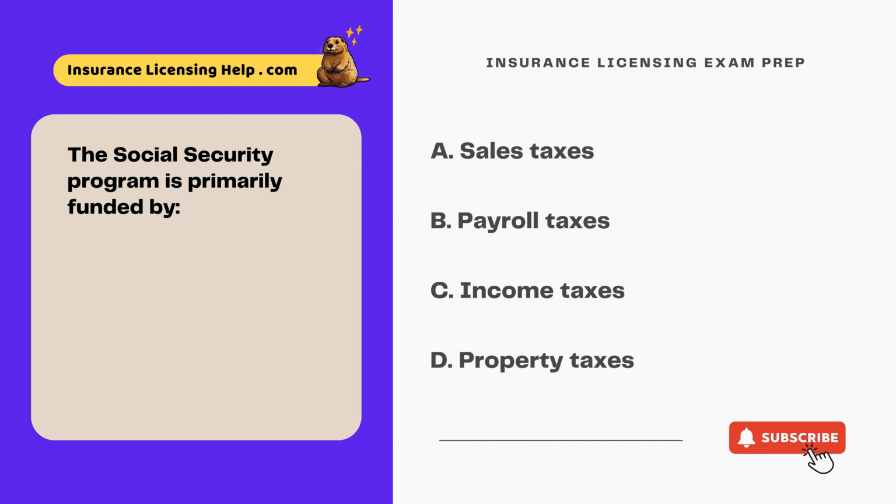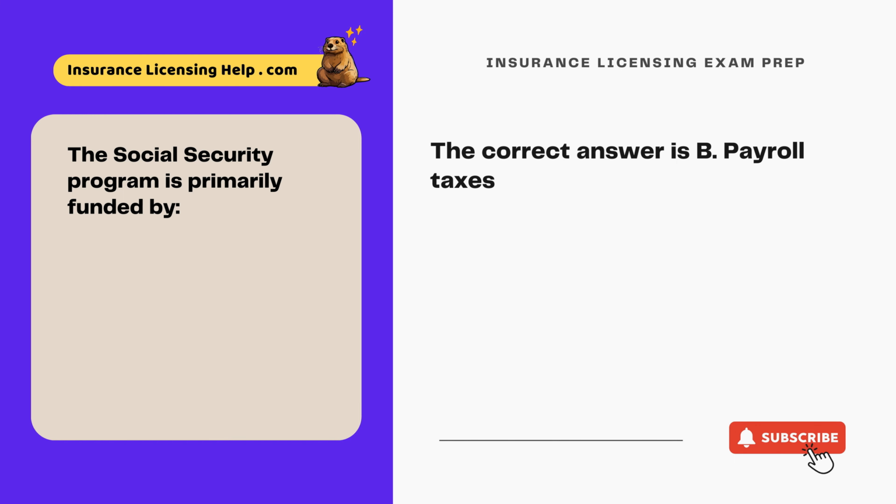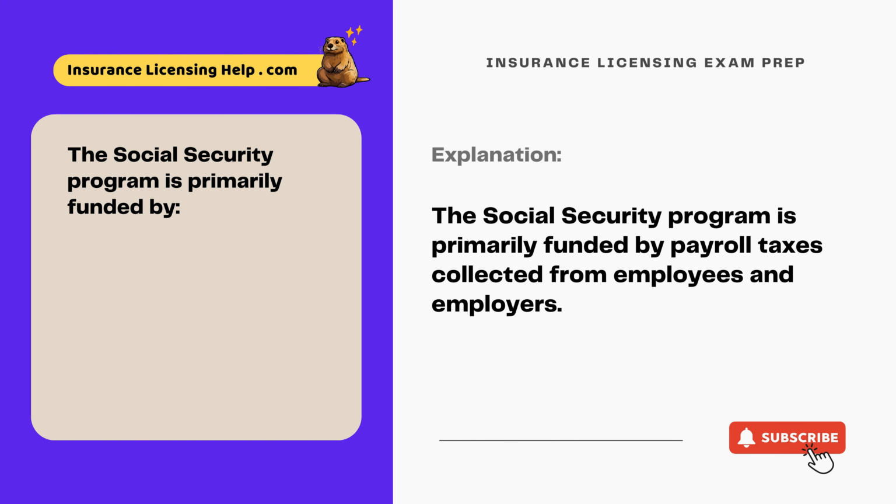The Social Security program is primarily funded by A. Sales taxes. B. Payroll taxes. C. Income taxes. D. Property taxes. The correct answer is B. Payroll taxes. The Social Security program is primarily funded by payroll taxes collected from employees and employers.